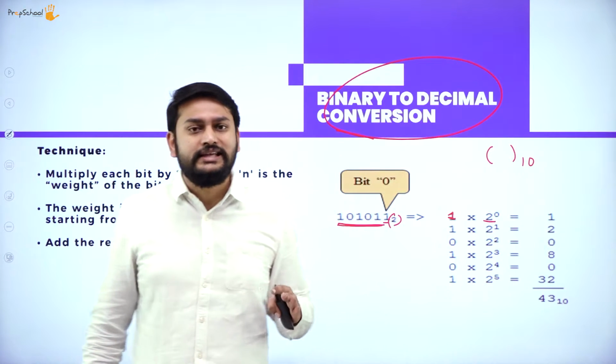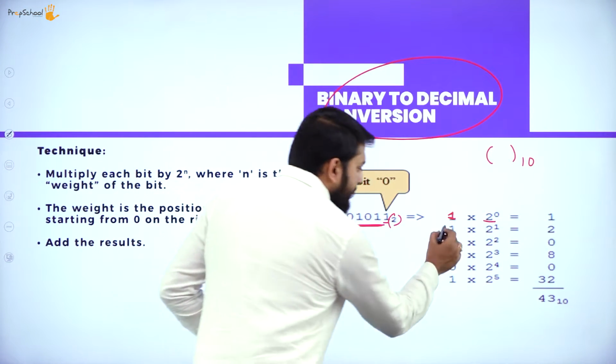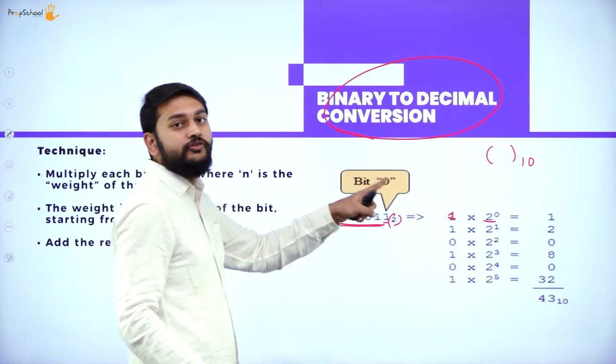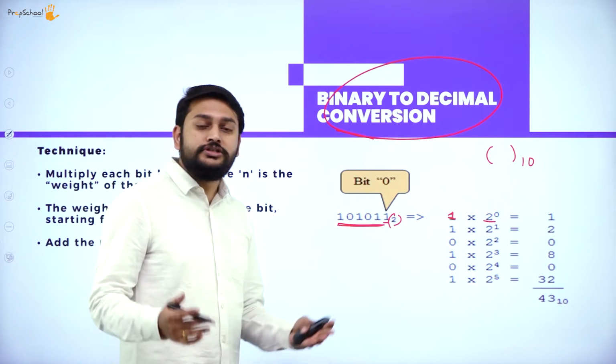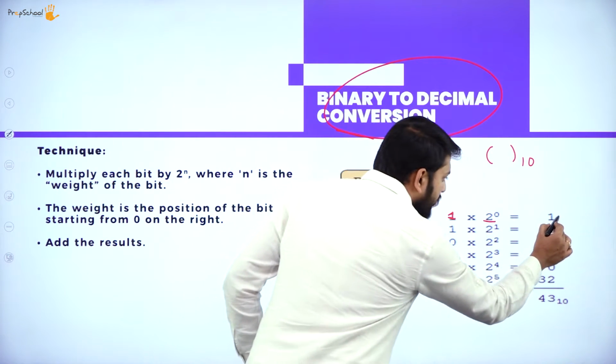How exactly are we performing this? That's what we are going to look at here. What is the first number that I have? I have 1. So 1 into 2 to the power of 0, that's what you have to write. 2 to the power of 0 is 1, so 1 into 1 is 1. I have written that.